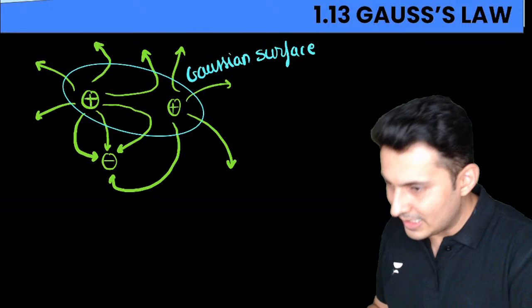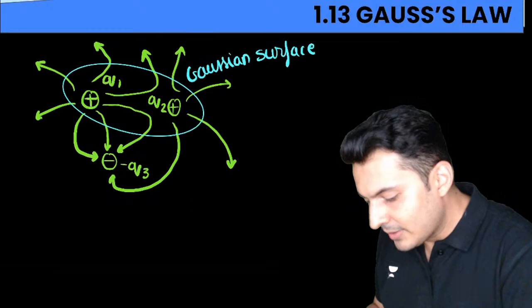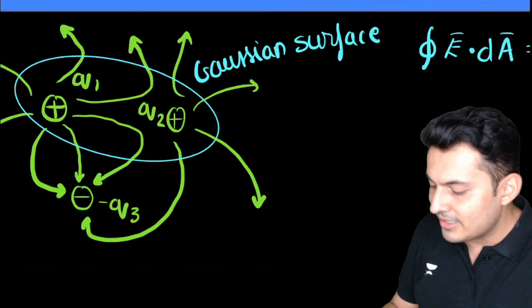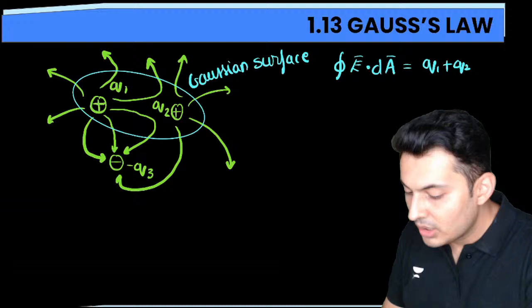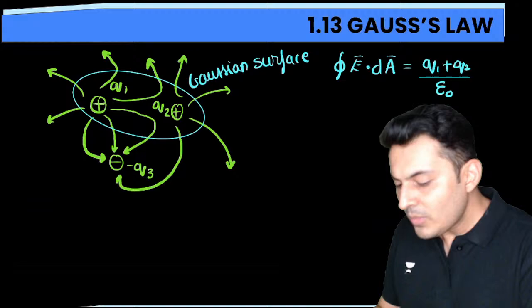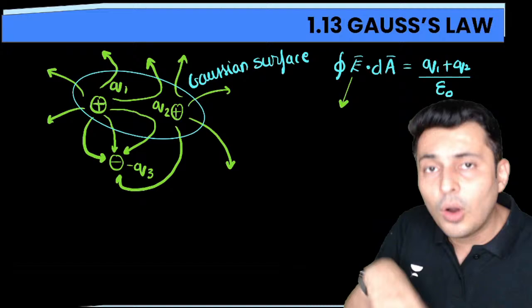So for this particular surface, assuming this charge is Q1, this charge is Q2, this charge is minus Q3, can you tell me what will be the integration of electric field with that area vector everywhere? What will it be equal to? I think the only charges enclosed are 1 and 2. So it will be just Q1 plus Q2 divided by epsilon naught. Everybody with me? Yes, very good. Now, I want you to tell me, is this electric field which I'm writing over here because of 1, because of 2, because of 3, or because of everyone? Who and all are included in this?